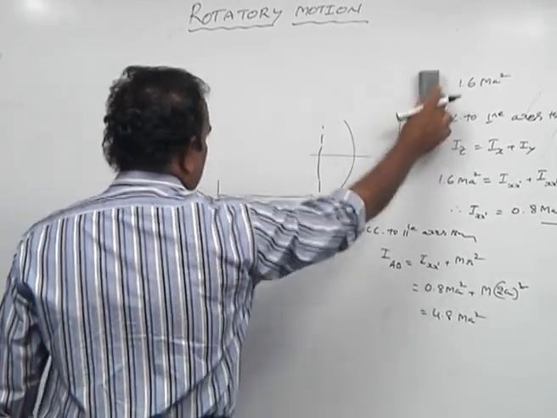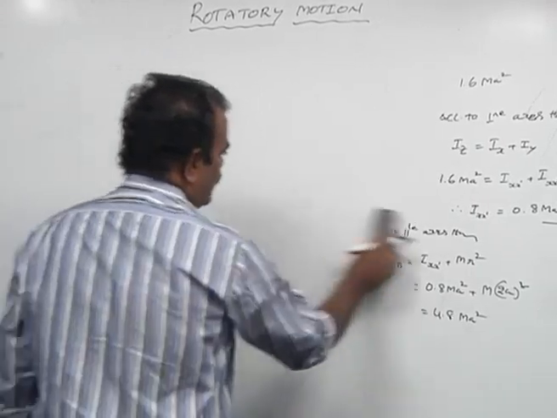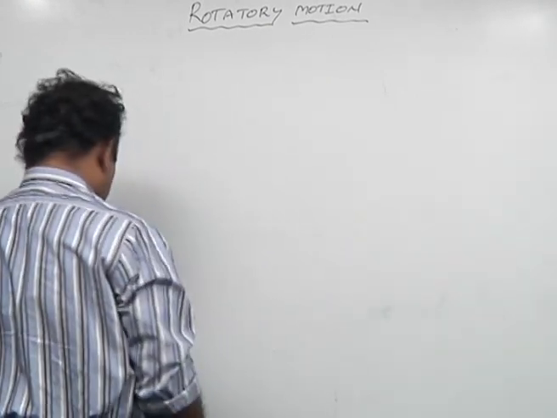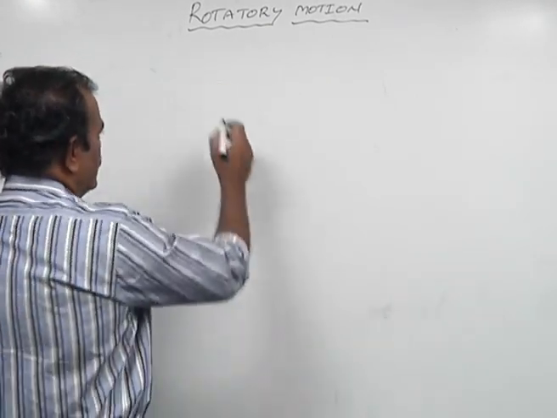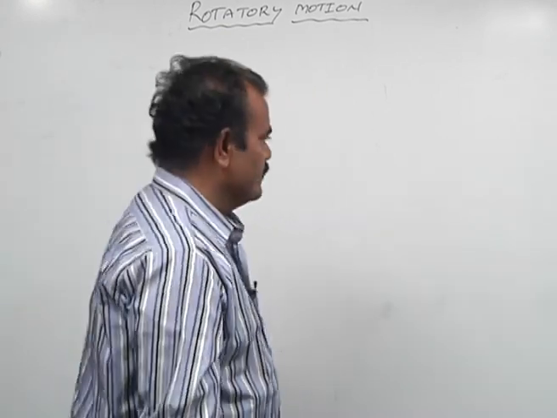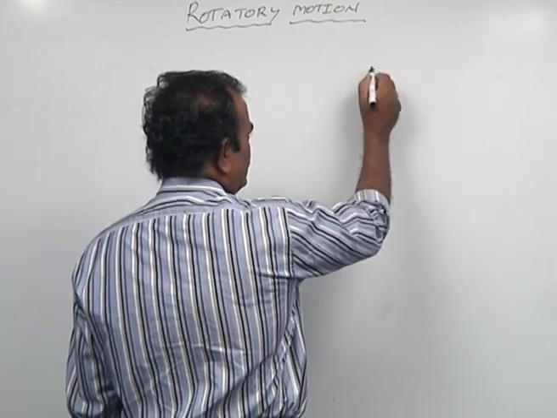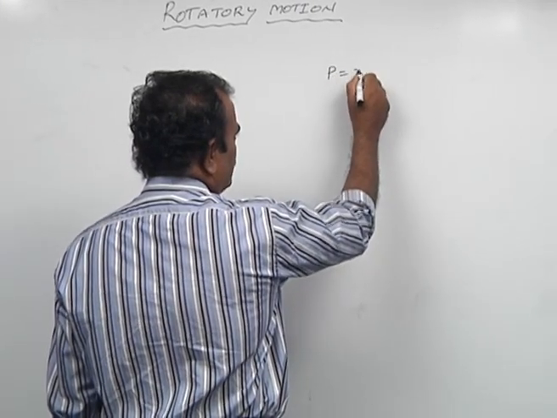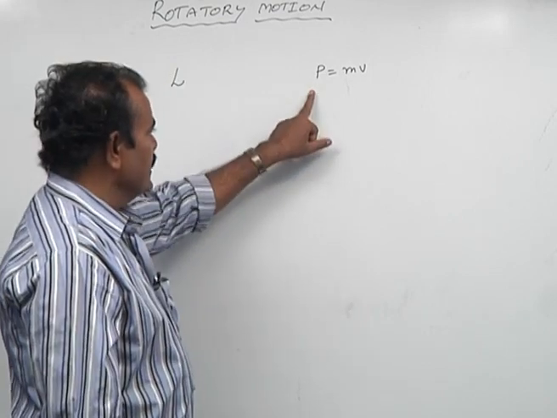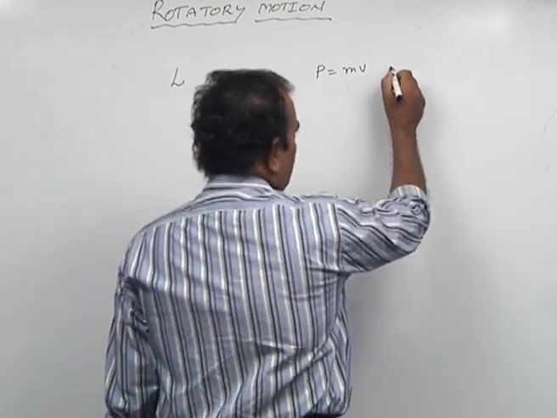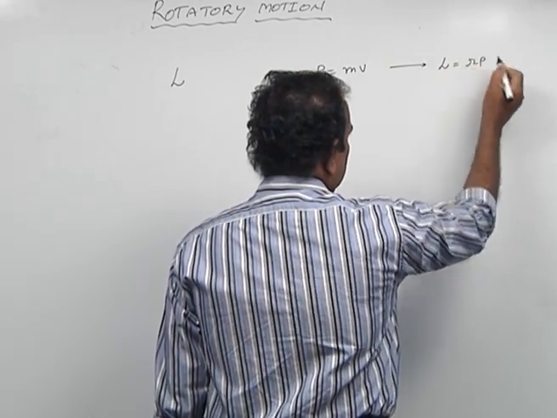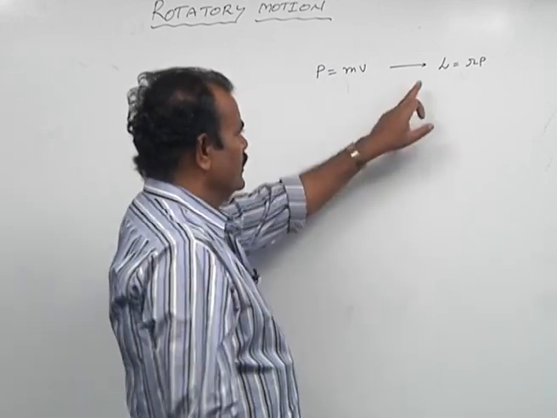In that second phase, first we have to come to angular momentum. Angular momentum, or moment of momentum, is indicated by L. Now first of all, in translatory motion, the linear momentum P is equal to mass into velocity. And in rotatory motion, it is taken as L is equal to Rp. So the angular momentum is Rp.